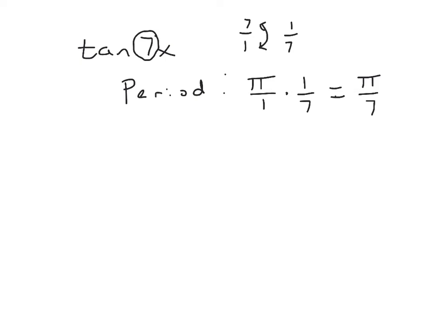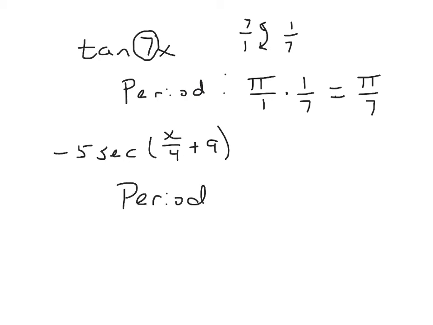If I give you the -5 secant of x over 4 plus 9, now I've got all kinds of numbers in here. But remember, if all I'm asking you to do is period, I don't care about most of those numbers. The only number I care about is what is in front of x. And the number in front of x on this one is really a 1/4. So if the number in front of x is 1/4, I'm going to flip that over and get a horizontal stretch or shrink by 4.